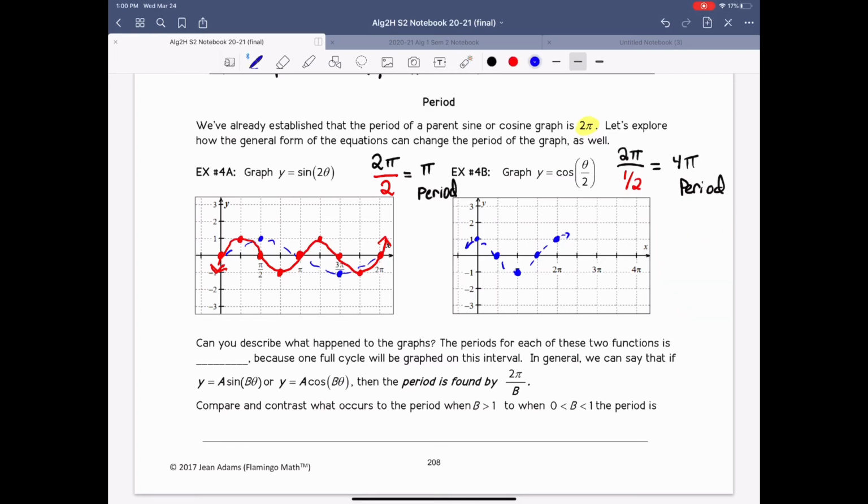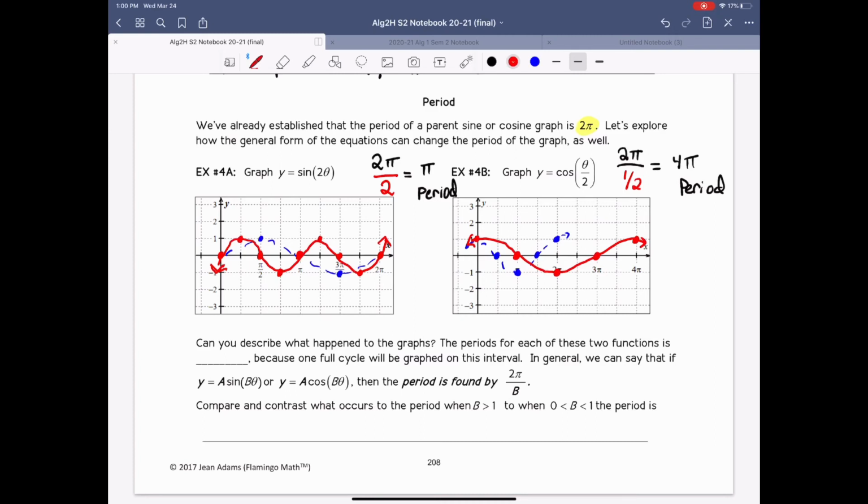So 0, 1 is going to stay the same, but then I'm not going to plot my next point until pi on my x-axis. So pi, 0 is my next point. Then my next point is at 2 pi, and that's going to be -1. So 2 pi, -1. Then my next point is going to be at 3 pi, or 3 pi, 0. And the last point here is 4 pi, 1. And now we notice that we went through one cycle of this graph in 4 pi radians. So the red graph there is the graph of cosine of theta over 2.